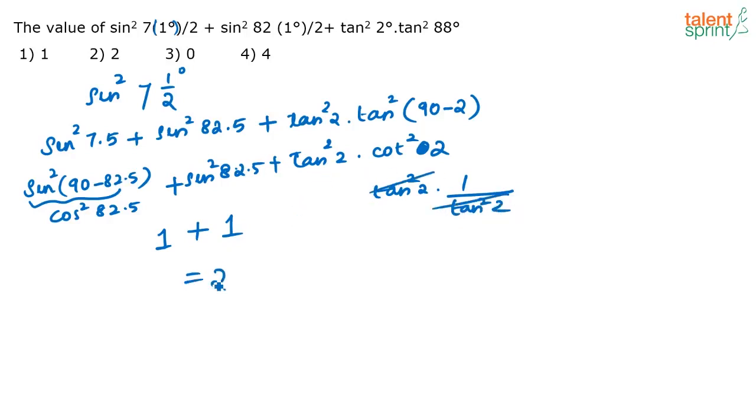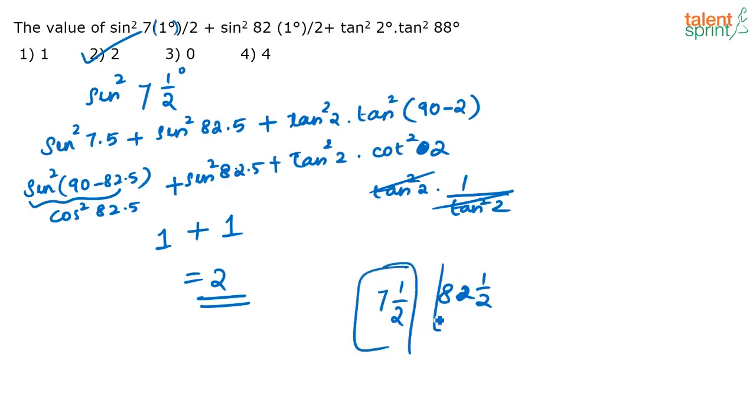So this value is also equal to 1, so your answer is 2. The angles that they have given are 7 1/2 and 82 1/2. The way it is written in the question, it might be confusing, so that's why I explained it in the beginning. Yes, this is what they have given.